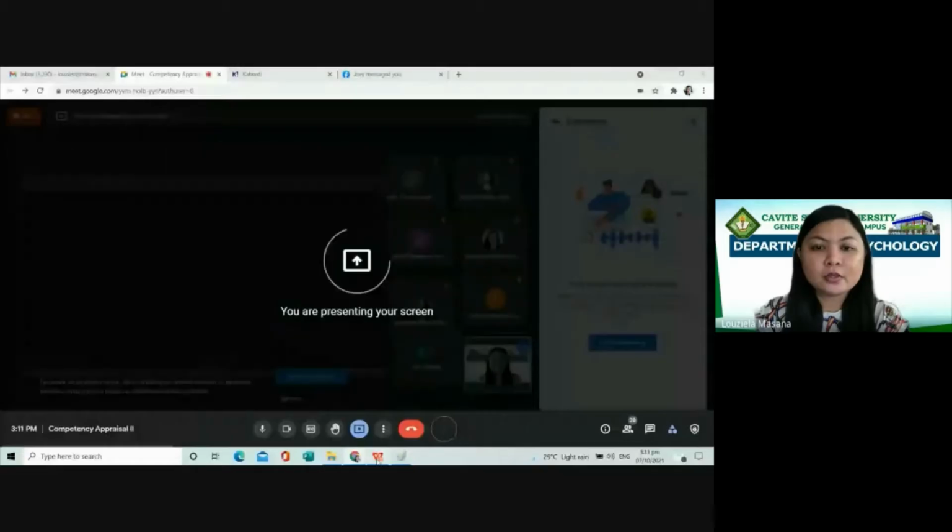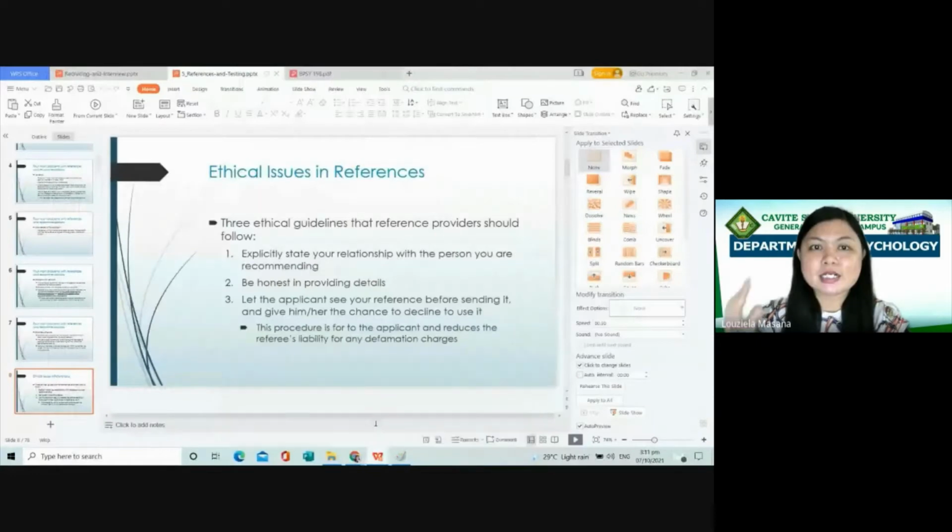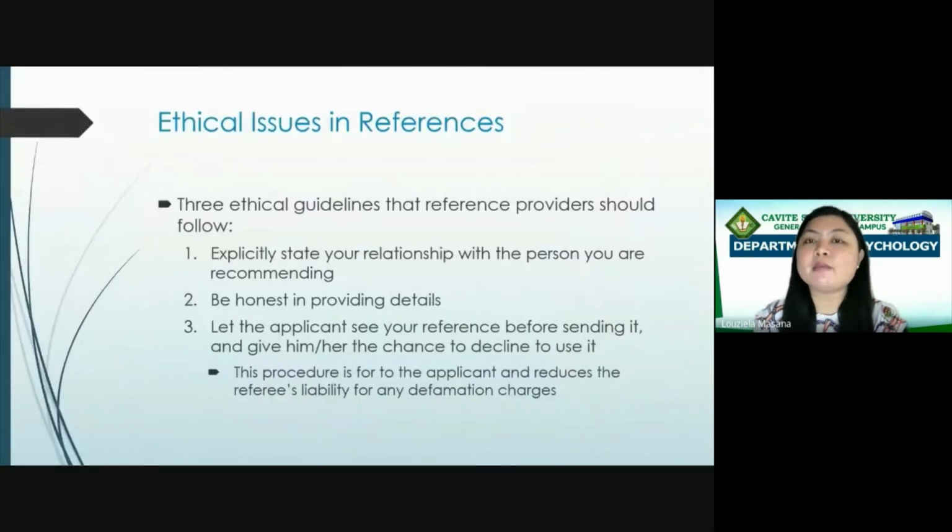So, a while ago, we discussed references and recommendations, the main problems to it, and the things that we have to consider. Also, ethical issues in references. So there are 3 ethical guidelines that reference providers should follow. First, we have to state your relationship with the person you are recommending.